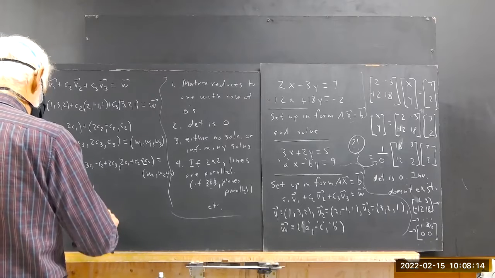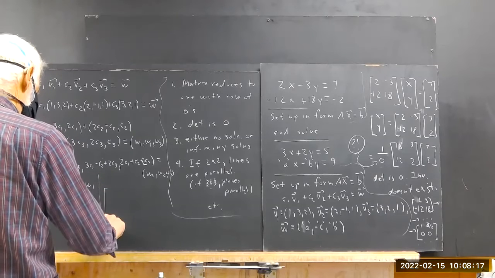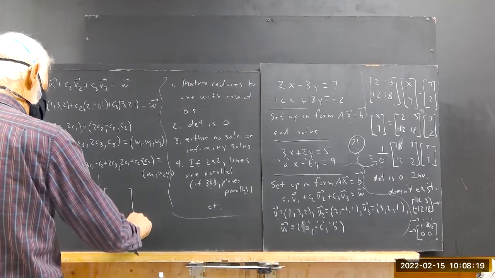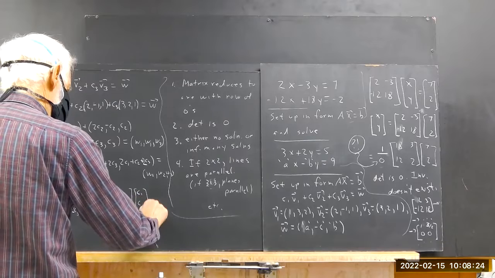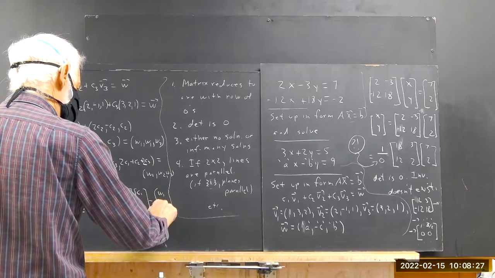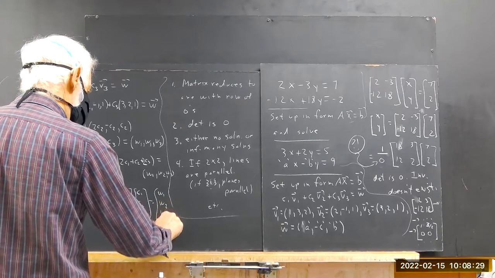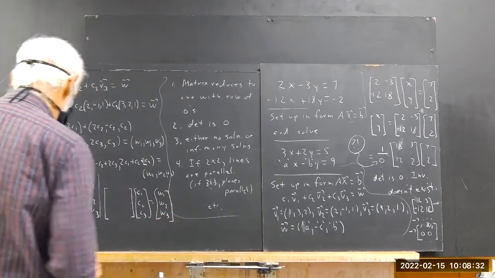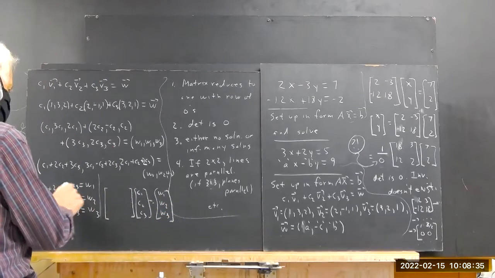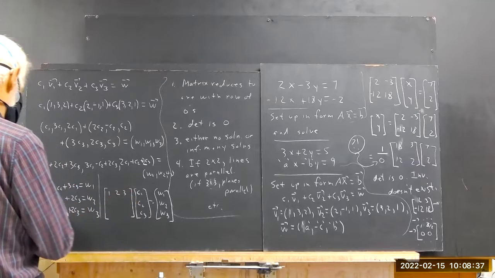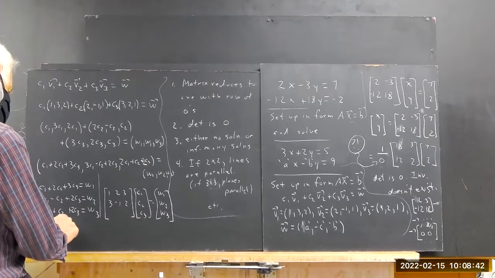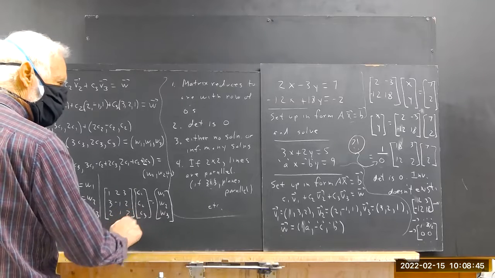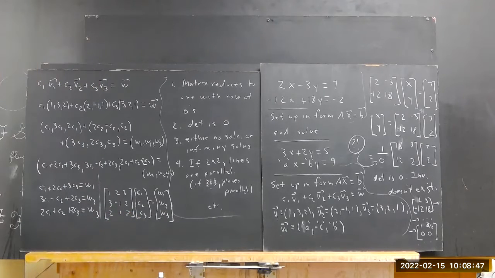And now, this tells you that the matrix is multiplied by C1, C2, C3. That's equal to W1, W2, W3. So what's the matrix? 1, 2, 3. 3, negative 1, 2. 2, 1, 2. Okay. And it should be 3, 1, 2.